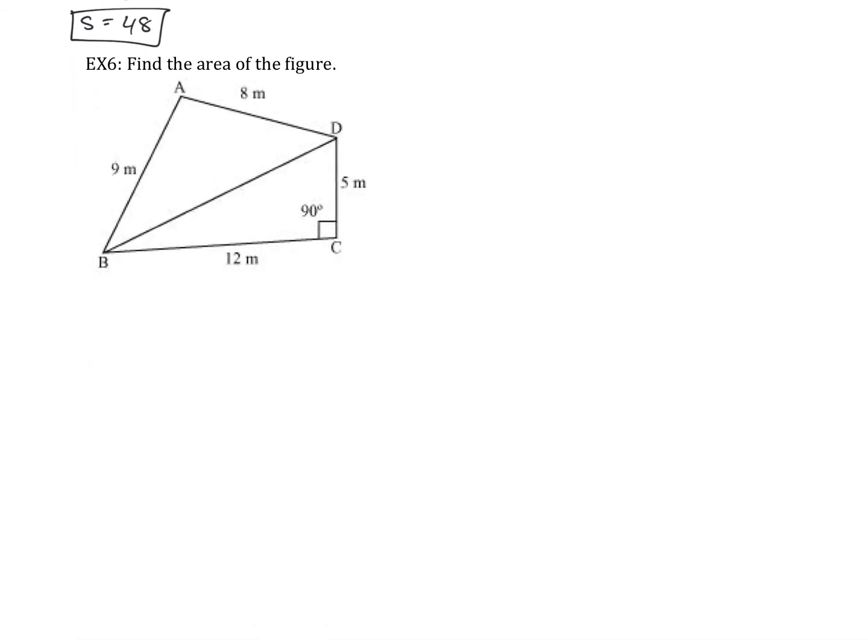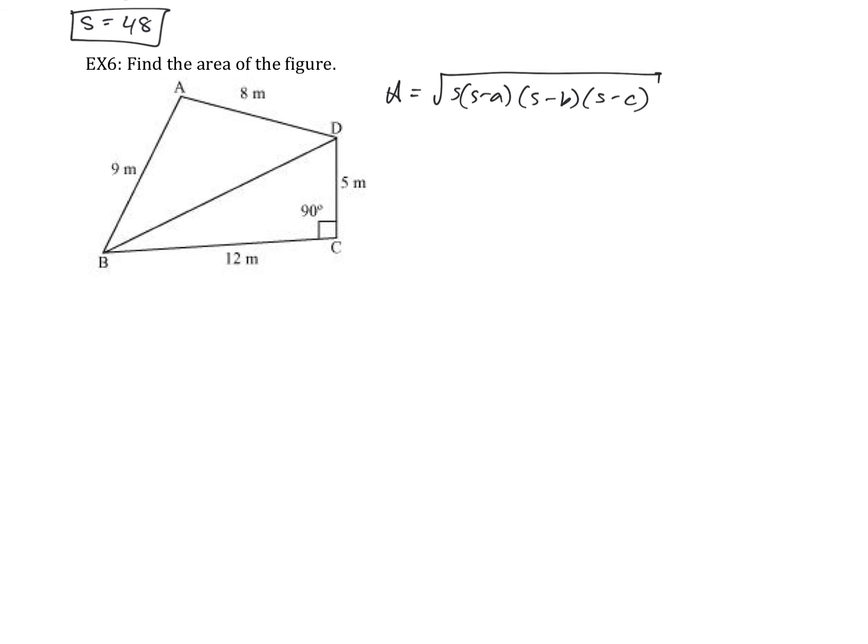Now, example 6, find the area of the figure. Alright, well, we have a formula for finding area, right? A is going to equal the square root of S, our semi-perimeter, times S minus whatever A is, S minus whatever B is, and S minus whatever C is. But I don't just want the area of one triangle, right? I want the area of two triangles.